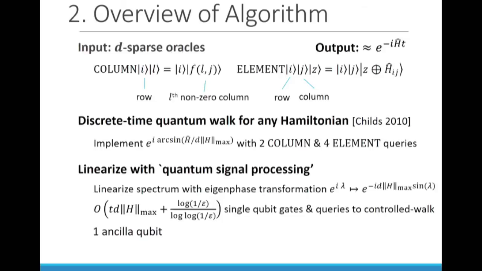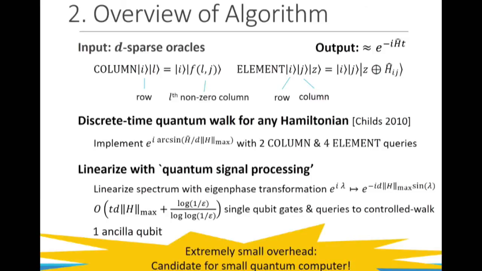And since the quantum walk takes a constant number of queries, the query complexity of this final approach is entirely dependent on the quantum signal processing module. And this query complexity turns out to be linear in time, sparsity, and the maximum absolute value of any entry in your matrix, and is additive with the desired error of performing this transformation. So because earlier on I claimed that physical systems are, in a sense, closer to the computational problem with smaller overheads, maybe they are simpler, and this turns out to be the case. We only use a single ancilla qubit, which means that this could be a very good candidate for a small quantum computer.